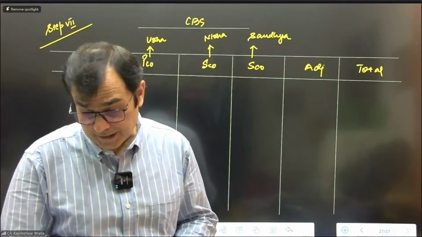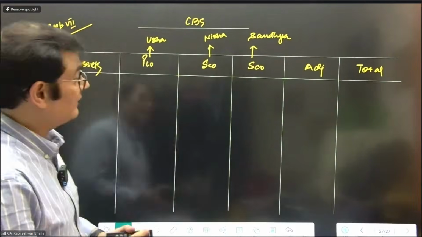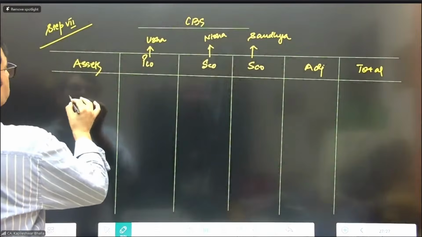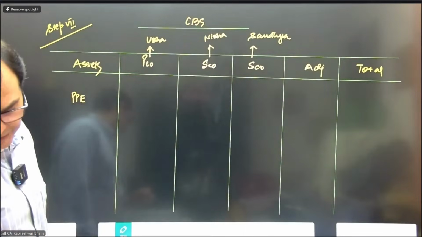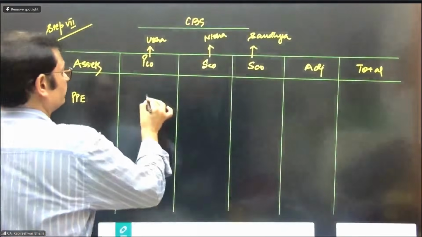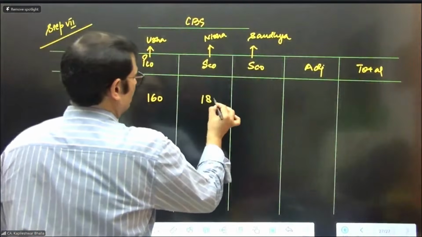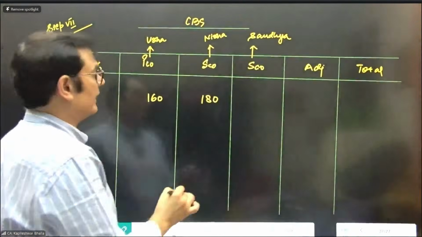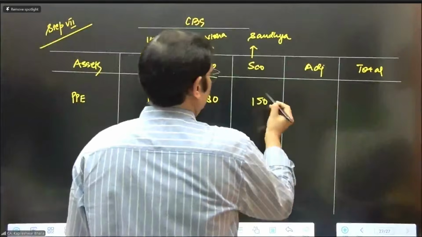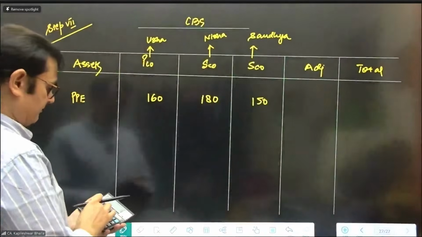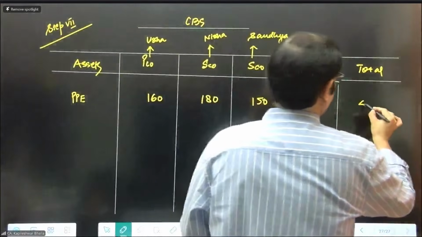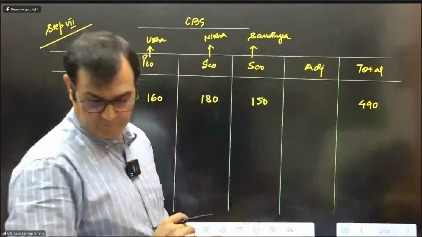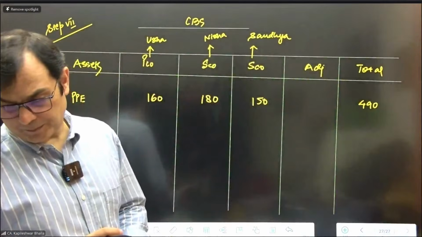So from the asset side, we've got tangible assets. Let's call it as PPE. So this is 160, 180, 160, 180, and 150. No fair value adjustments. So we simply take the total, it is 490. Investments will not appear in the balance sheet.